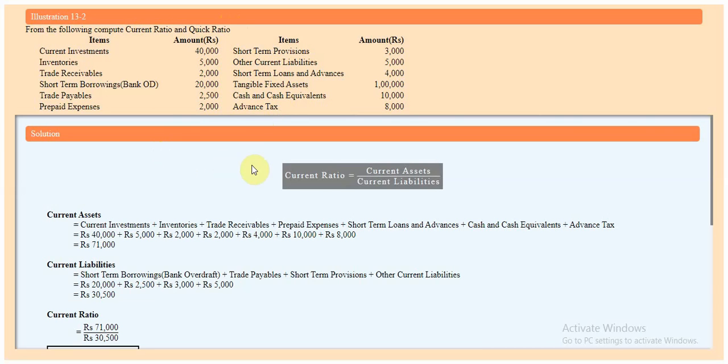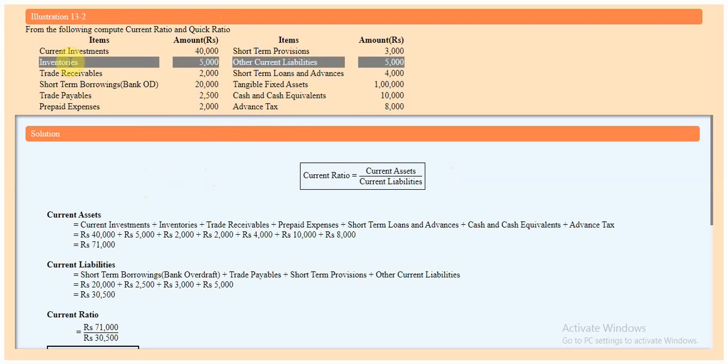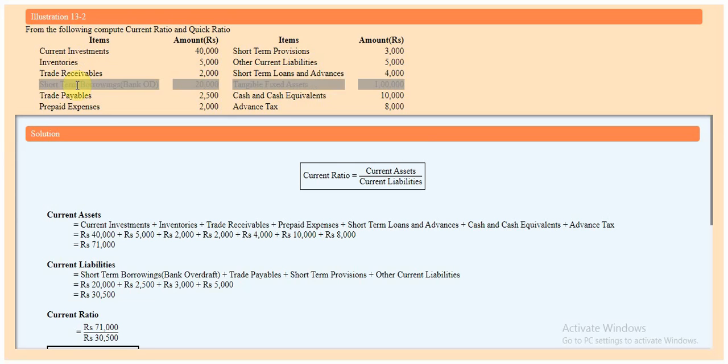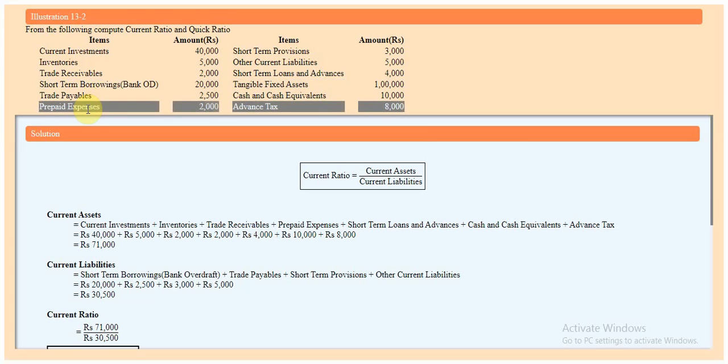So current ratio, you already know the formula. It is current assets divided by current liabilities. Current assets. So what are the items that have to be included in current assets from this? Current investments have to be included. Inventories have to be included. Trade receivables have to be included. Short-term borrowings will not be included. Trade payables not included. Prepaid expenses have to be included.